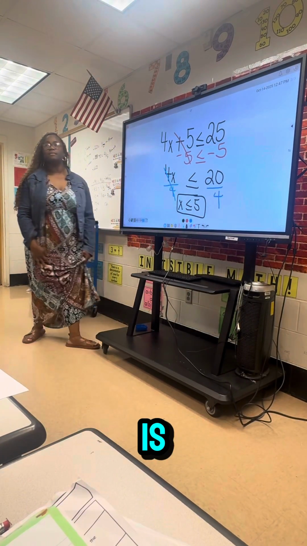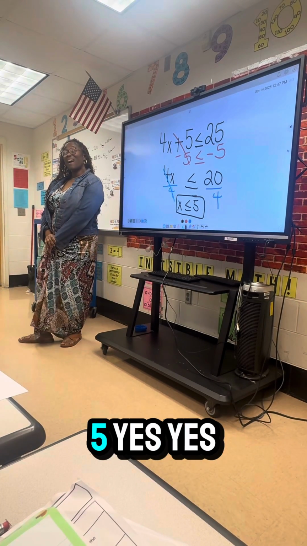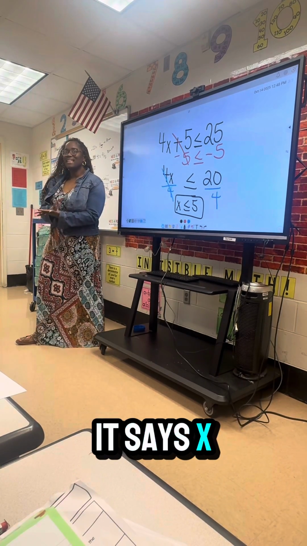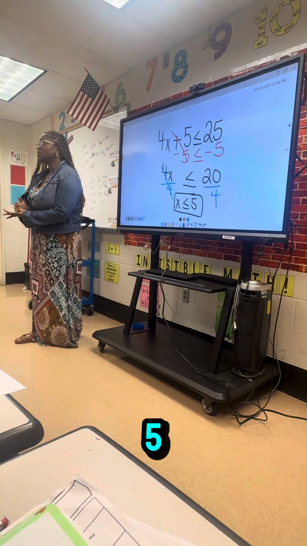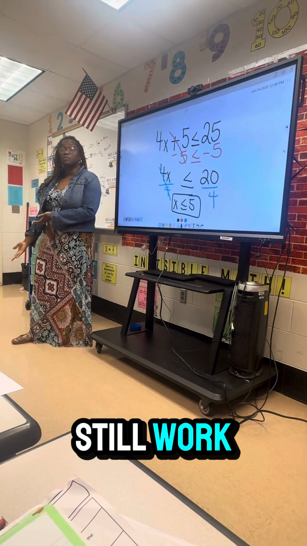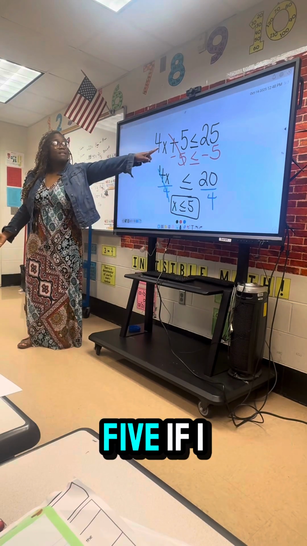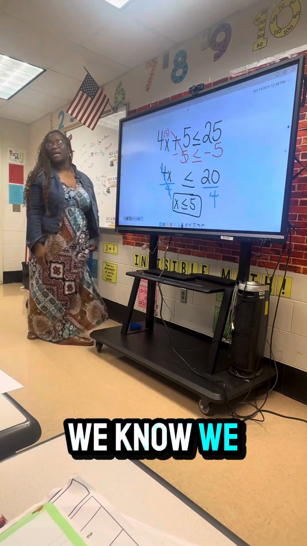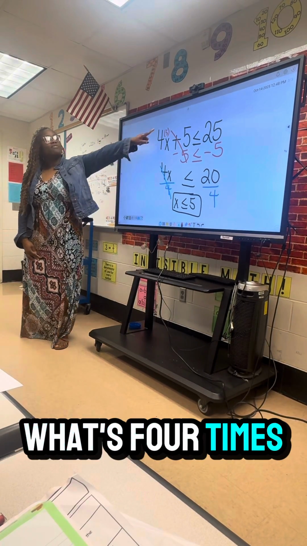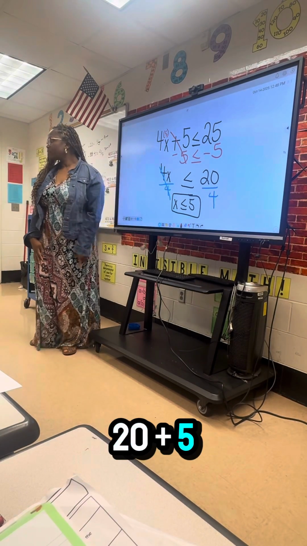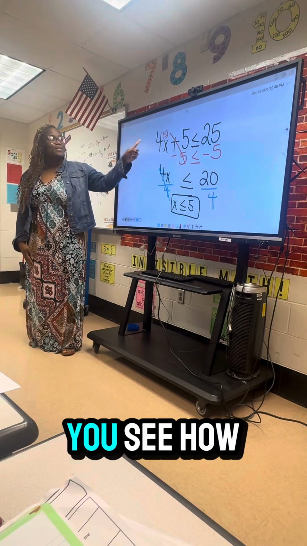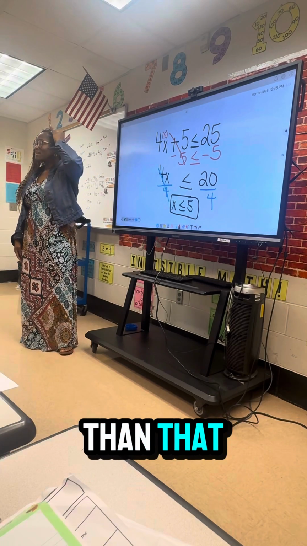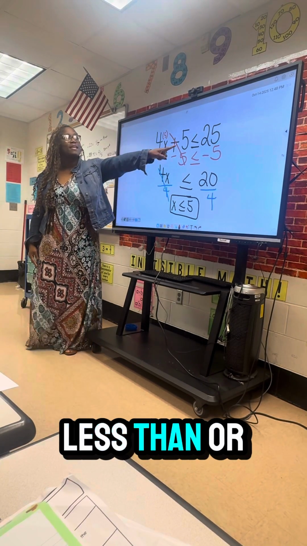What that means is, can X be 5? Yes. Why can X be 5? Because it says less than or equal to. X is less than or equal to 5, so that means X could be 5 and it'll still work. What's 4 times 5? 20. 20 plus 5? 25. You see how if we stuck it in there? But if we put anything greater than that, it ain't gonna work, because it has to be less than or equal to 25.